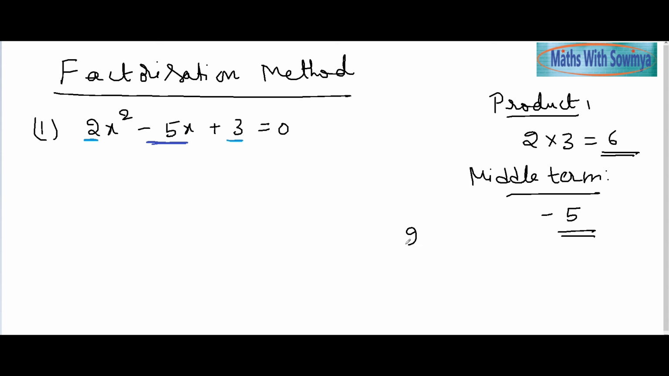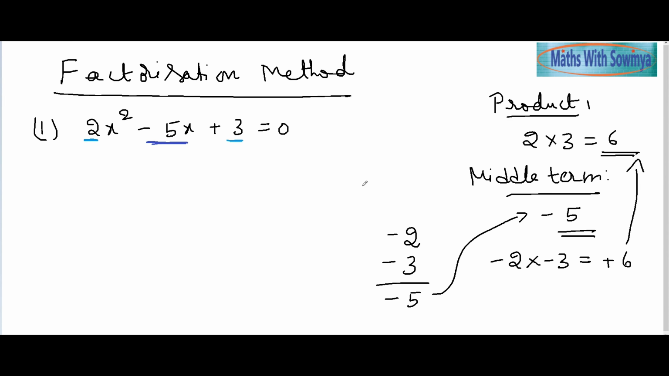Suppose I choose the same thing, 2 into 3. 2 and 3, if I give negative to both of them and add, this will give me minus 5. Similarly, minus 2 into minus 3, minus into minus plus, so plus 6. So I can easily reach the product and the middle term. So for me, the two numbers are minus 2 and minus 3.